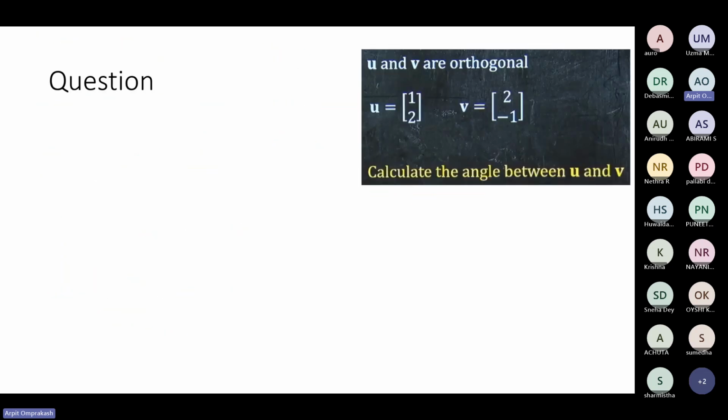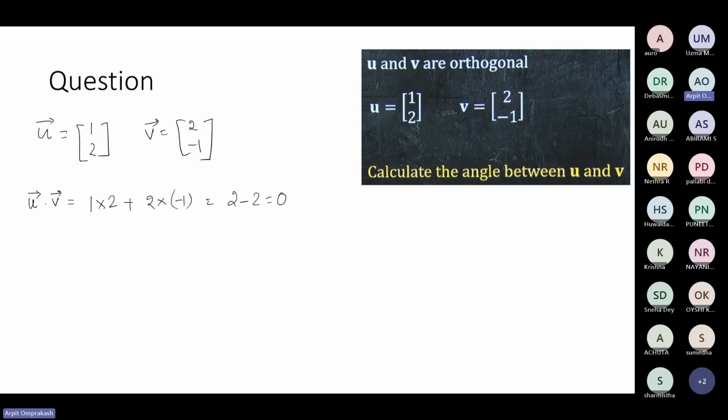So at the end of the lecture, there was a question. We are given that U and V are orthogonal. U is a vector given as 1, 2, and V is a vector given as 2 and minus 1. We have to calculate the angle between U and V. So basically, we have these vectors, U and V. We know that we can calculate the dot product. Since the vectors are orthogonal, the dot product should be equal to zero.